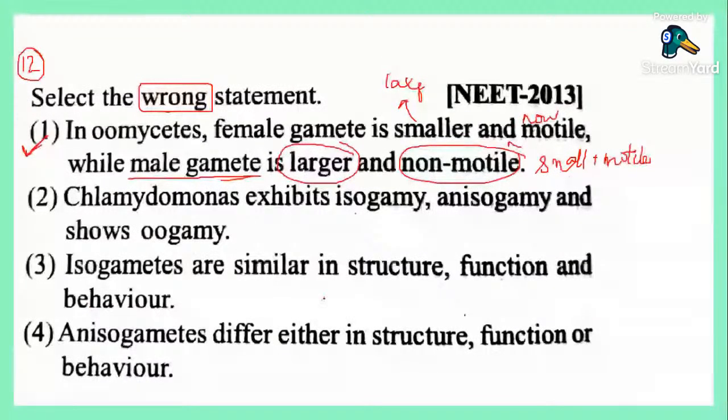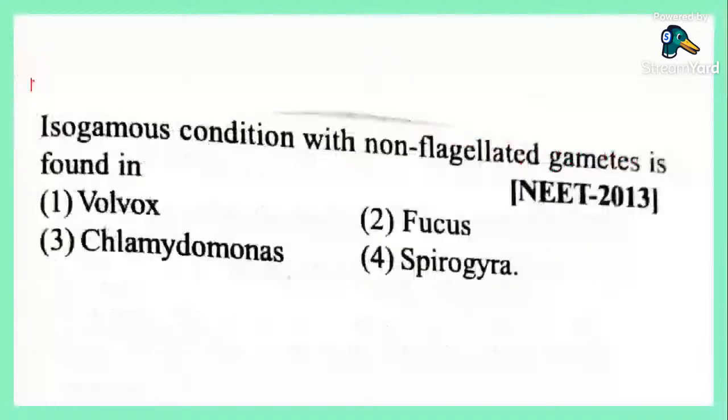Isogametes are similar in function, structure, and behavior, while heterogametes differ in their structure, function, or behavior. Chlamydomonas exhibits isogamy and anisogamy and oogamy. So the correct answer for question number 12 is option number 1. Let's move on to question number 13. From here onwards, I think you will answer the questions faster because we are going to enter the NEET previous year questions.